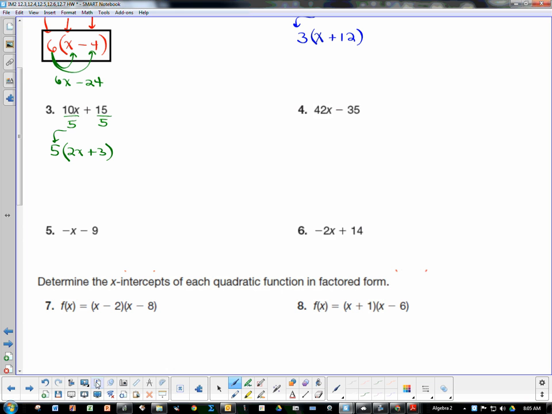Right, let's head over to number 4. What do they have in common? Number 4? 7. Okay, if I divide by a 7 and I divide by a 7, looks like I'm going to have 6x minus 5. Surround with parentheses. Bring your 7 out. There it is in factored form. Yes?